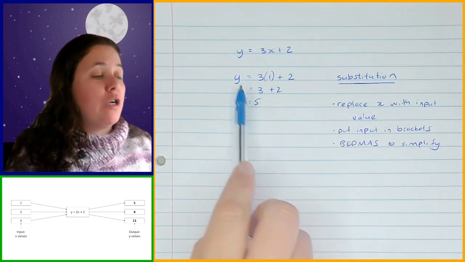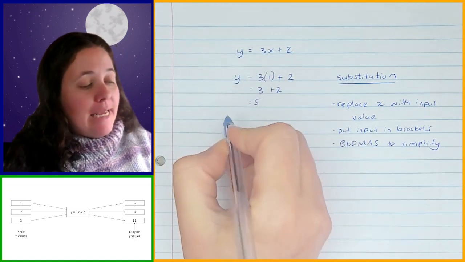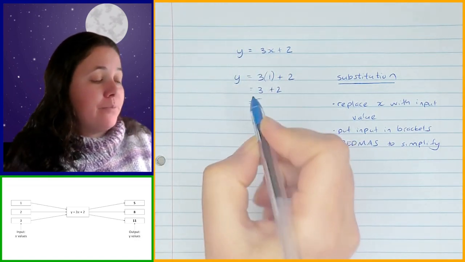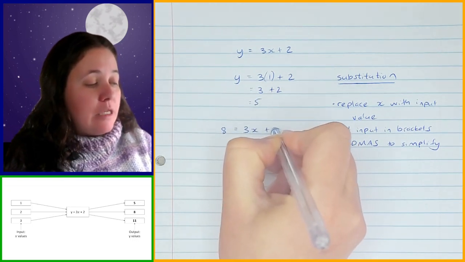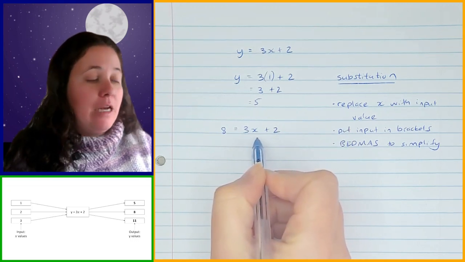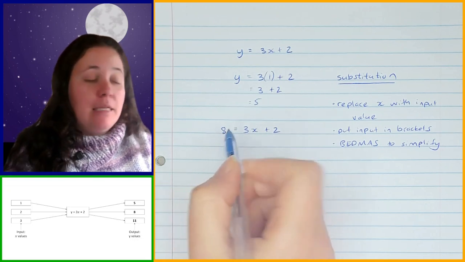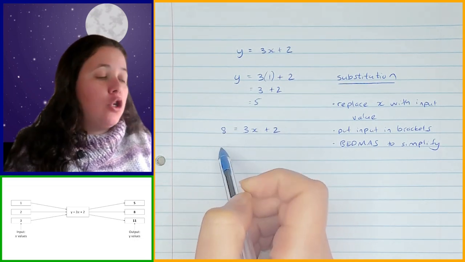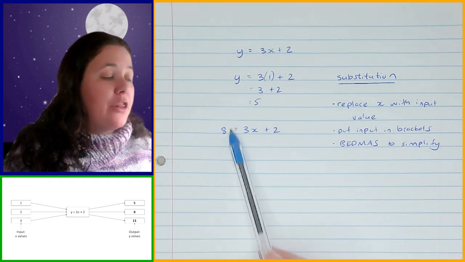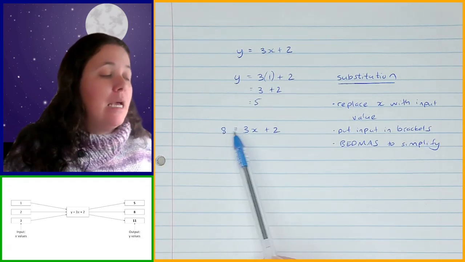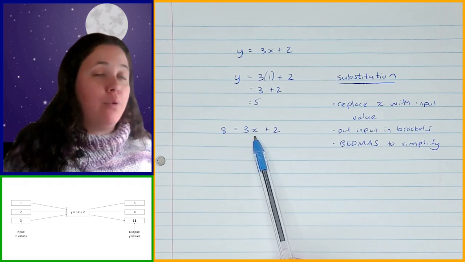If I wanted to work out my x value and I had my y value, say I know that my output value is 8 equals 3 times x plus 2, I want to now know what this input value is. I don't have to put that in brackets because there's nothing else here. The 8 can't be confused with anything else. So because there's nothing else here, I don't have to put it in brackets. But I recommend always putting in brackets when you are replacing the x or the input variable.